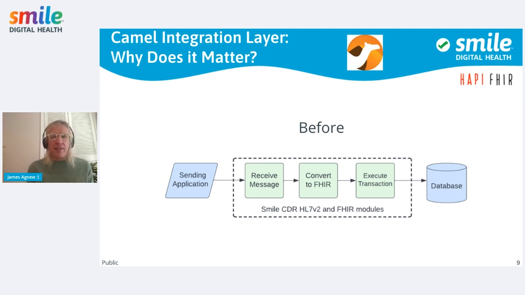But let's say a sending system sends us an HL7v2 message. We can convert it to FHIR. It ultimately converts into a FHIR transaction bundle. We will then store it in a database, which is great.